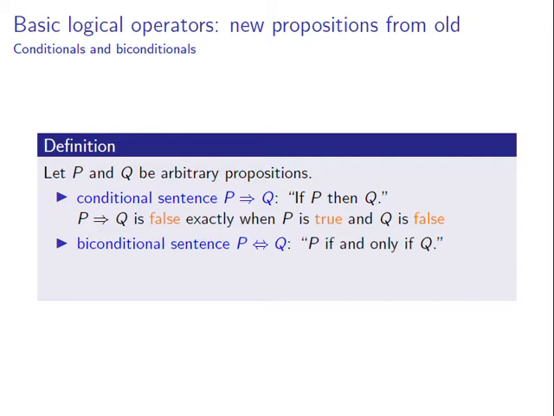A biconditional sentence is a proposition of the form P if and only if Q. The sentence P if and only if Q is true exactly when the conditional sentences if P then Q and if Q then P are both true. It is false for all other cases.